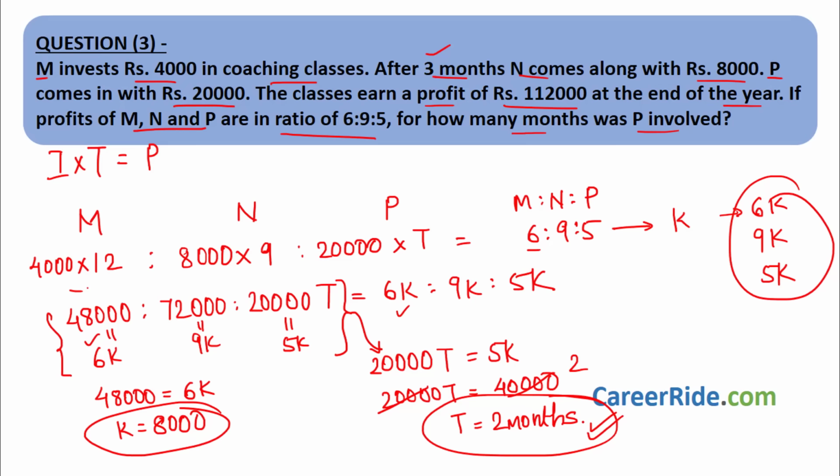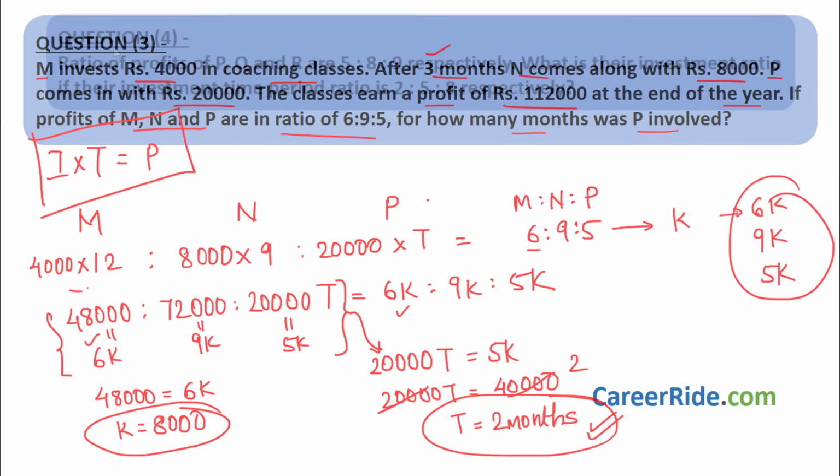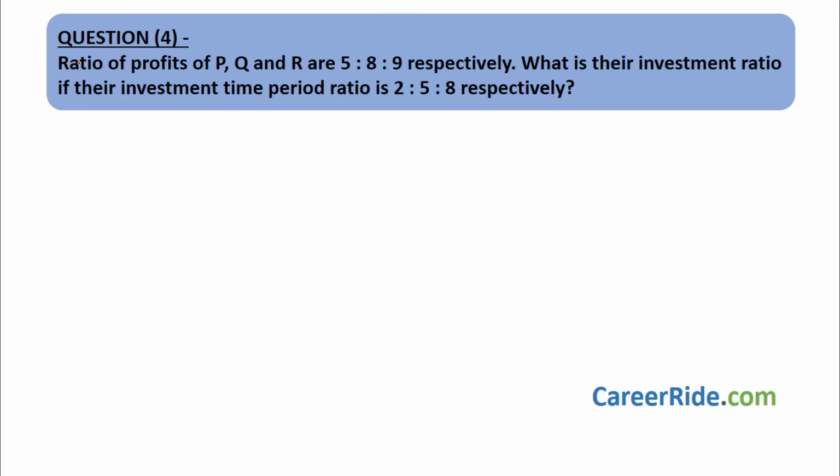See how easily we got the answer using just one simple formula. Just remember this formula, apply it and you will get the answer. Going to the next question. Question number 4. Ratio of profits of P, Q and R are 5:8:9 respectively. What is the investment ratio if their investment time period ratio is 2:5:8 respectively?